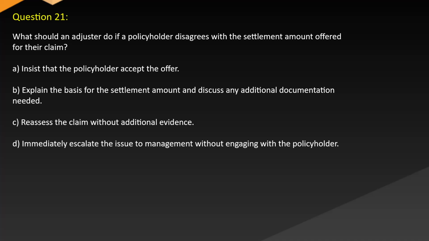Question 21. What should an adjuster do if a policyholder disagrees with the settlement amount offered for their claim? A. Insist that the policyholder accept the offer. B. Explain the basis for the settlement amount and discuss any additional documentation needed. C. Reassess the claim without additional evidence. D. Immediately escalate the issue to management without engaging with the policyholder.